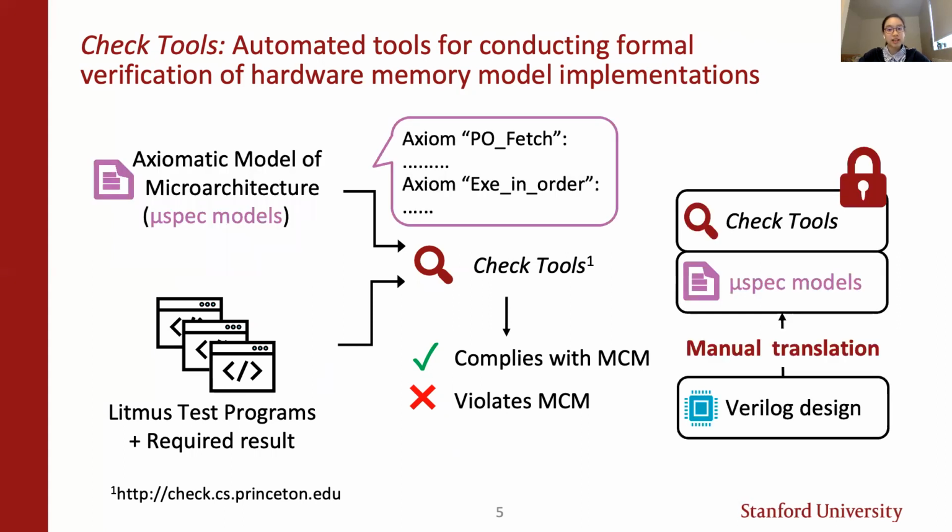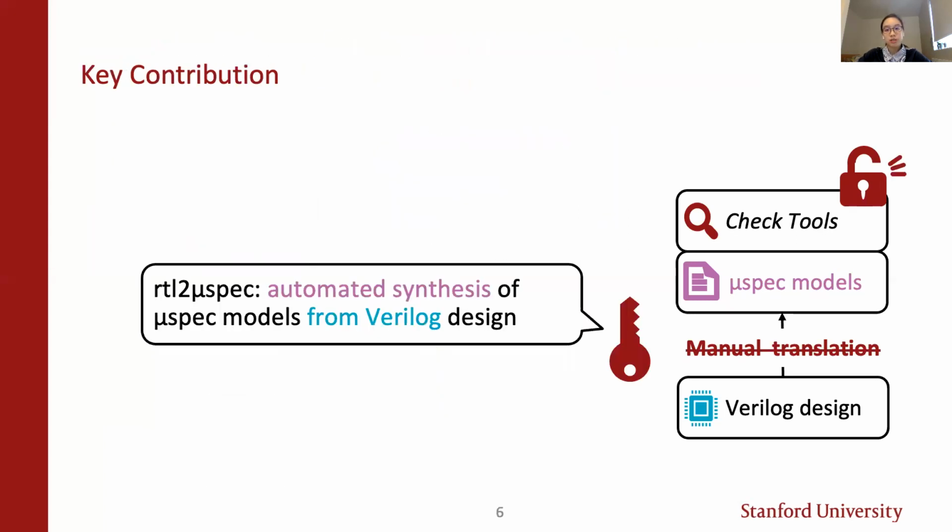Despite their success in identifying real bugs in processors, compilers, and MCM specifications, a key limitation of the Check tools is that the processor must be supplied in the format of an axiomatic model called a μspec model. Therefore, deploying the Check tools on real hardware is limited by a semantic gap between the axiomatic μspec description and operational Verilog. This work resolves the gap by proposing an automatic tool called RTL to μspec for synthesizing a μspec model of hardware from an RTL design with minimal user intervention.